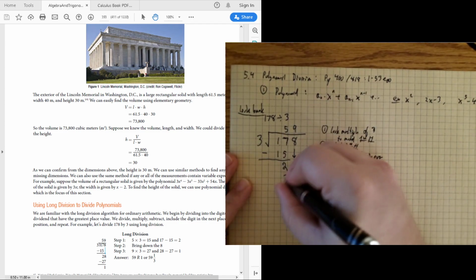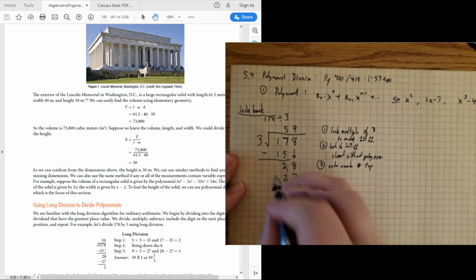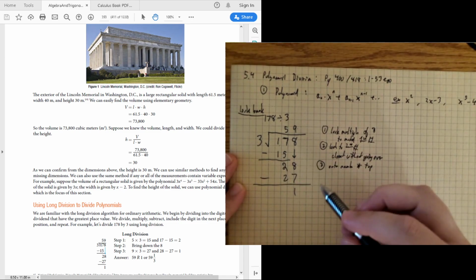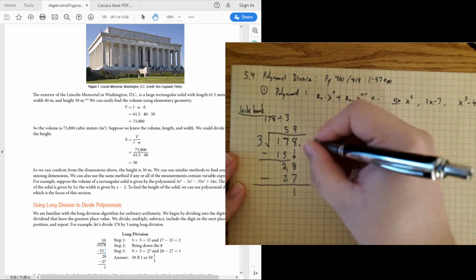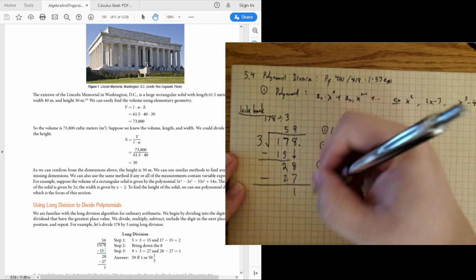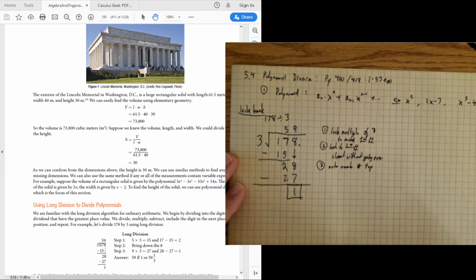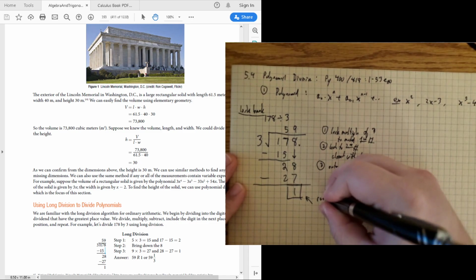3 times 9 is 27. So we take 3 times 9 to get 27. And then we, of course, subtract the result. 28 minus 27 is 1. 3 can't go into 1, but it can go into a 0. Now, it was standard to go ahead and keep going, but for now, we're just going to stop right here. Once we get to the end, we're going to stop, because this is referred to as the remainder.